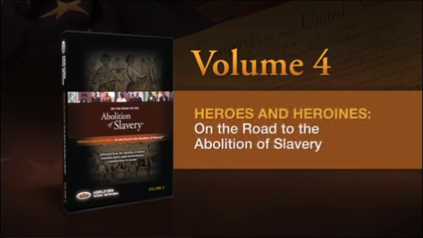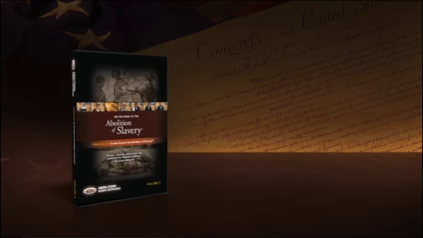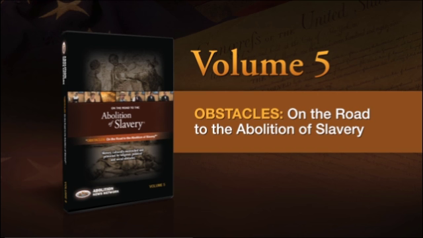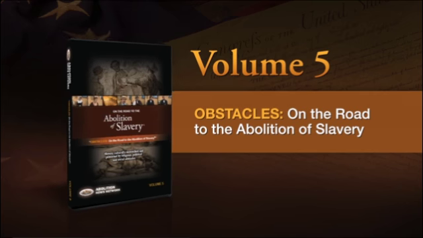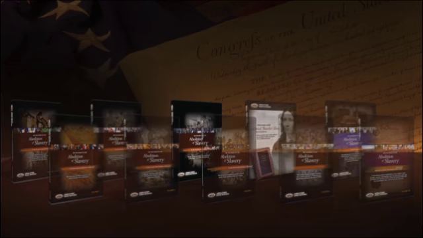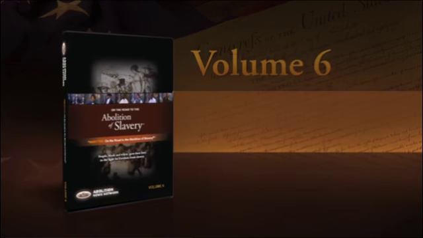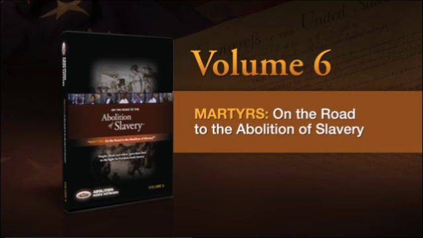Volume 4. Heroes and Heroines on the road to the abolition of slavery. Liberated from the shackles of slavery, countless slaves made extraordinary contributions to society. Volume 5. Obstacles on the road to the abolition of slavery. Slavery culturally entrenched and protected by religious, political, and social obstacles. Volume 6. Martyrs on the road to the abolition of slavery. People black and white gave their lives in the fight for freedom from slavery.